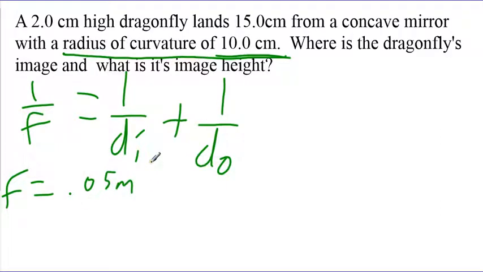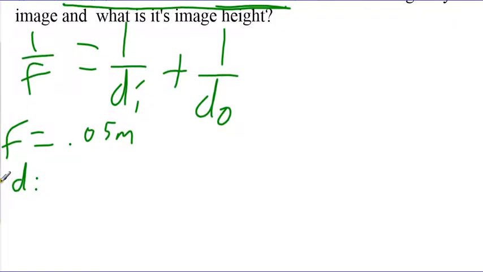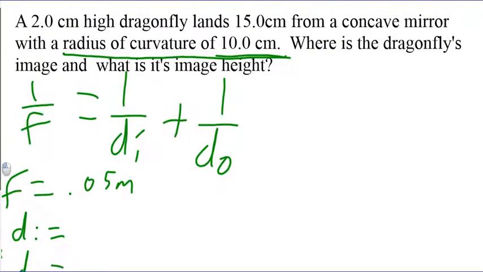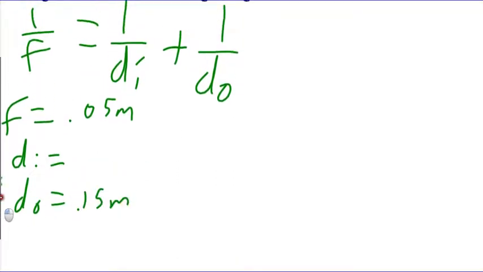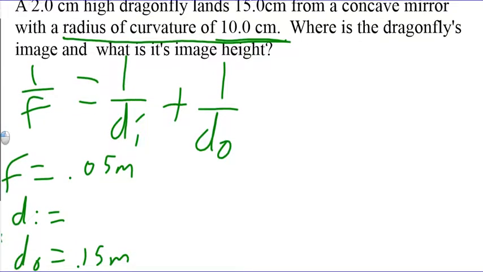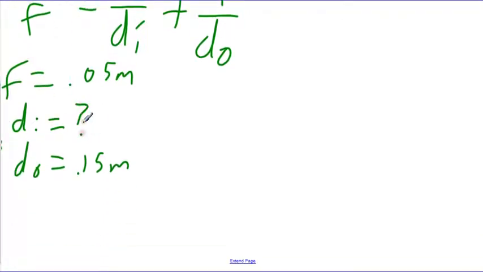I'm going to go ahead and convert to meters. For the mirror equation, I would highly recommend for you to go ahead and change everything to meters. You don't have to, but I would recommend it in order to keep consistency between your problems and your numbers within the problem. Now that we have the focal length, we need to look at our di and our do and figure out which one is given to us and which one we are looking for. And so, if we go back to this problem, it lands 15 centimeters from the mirror, and so that's going to be the distance to the object, so 0.15 meters. And we are looking for where the image is located, so we are looking for our di first.